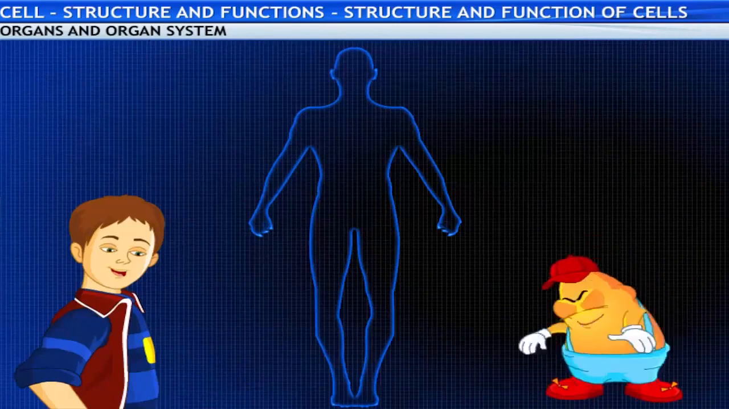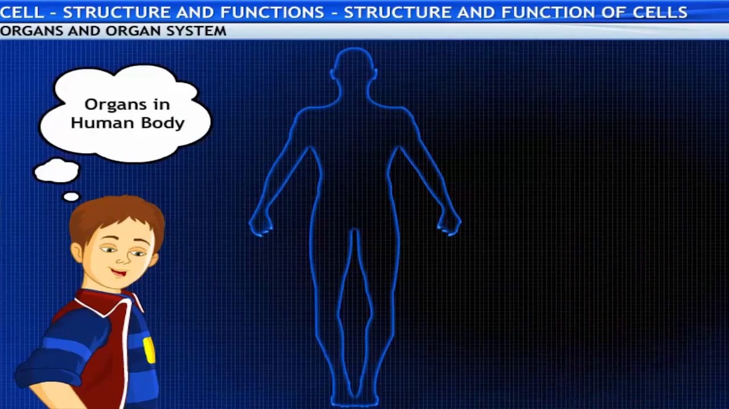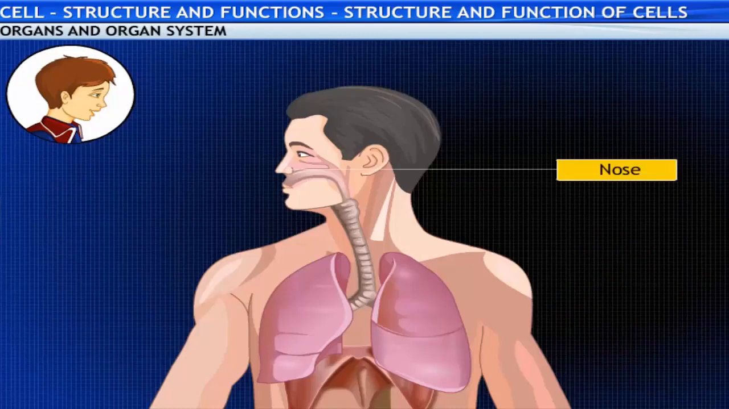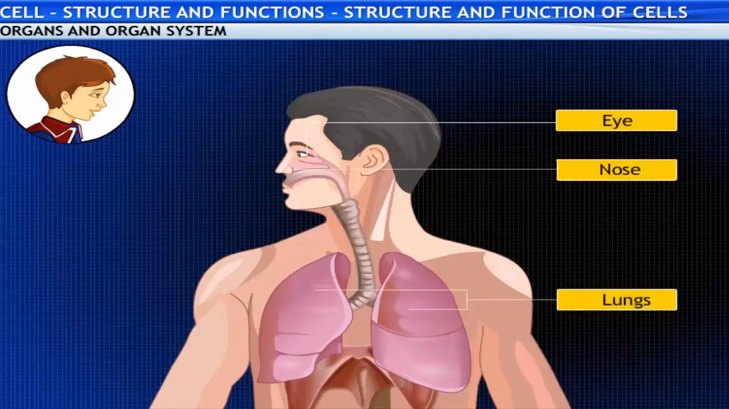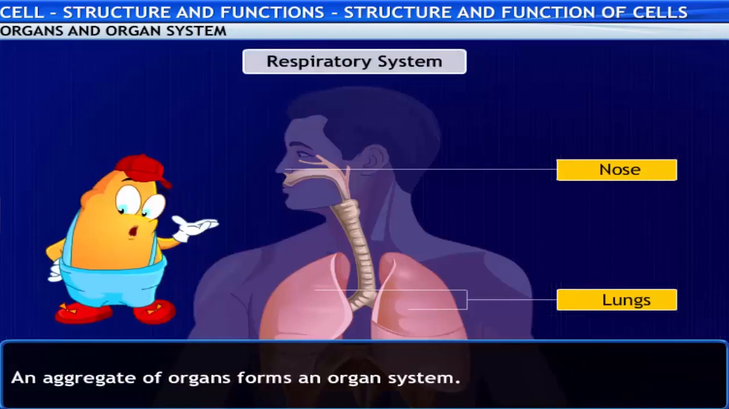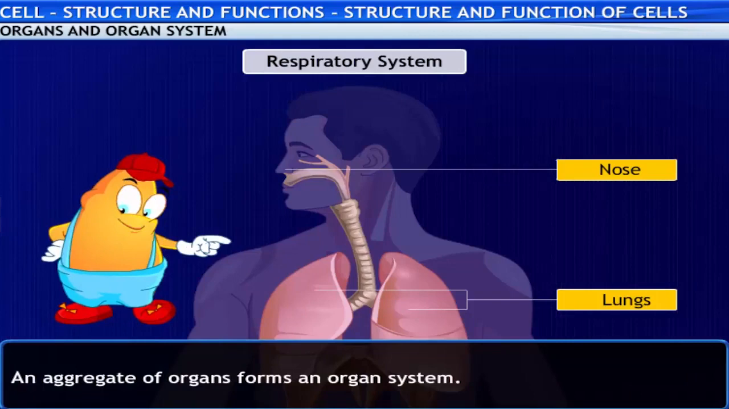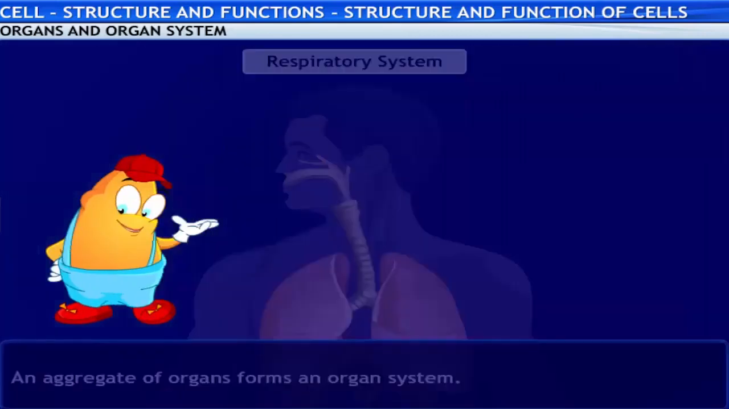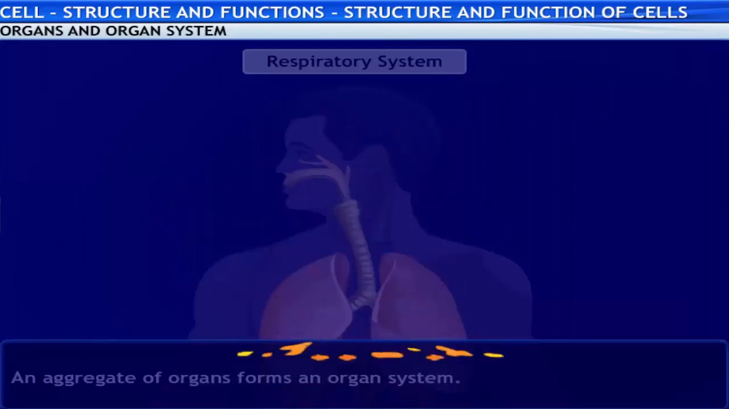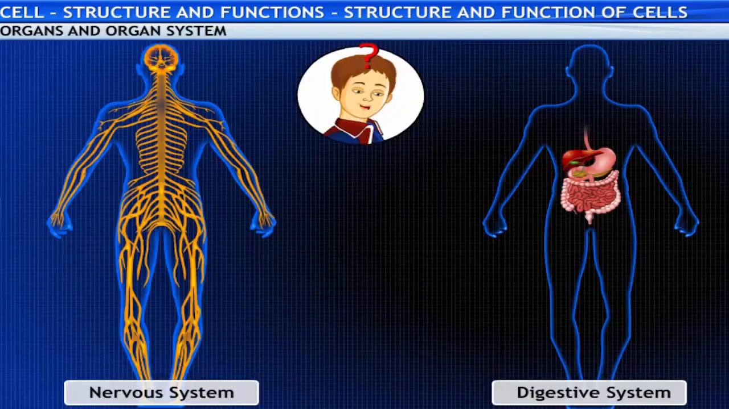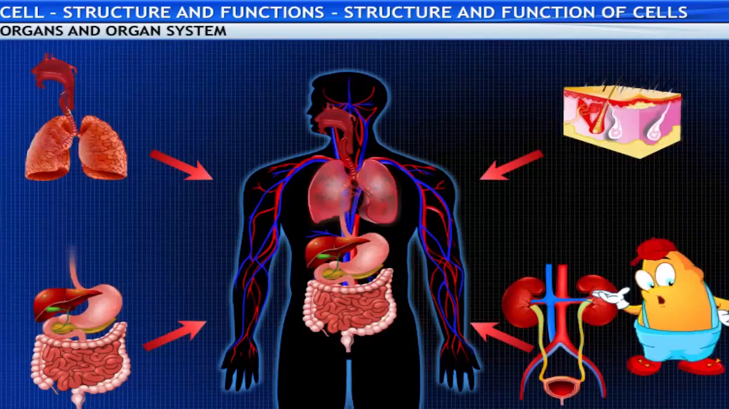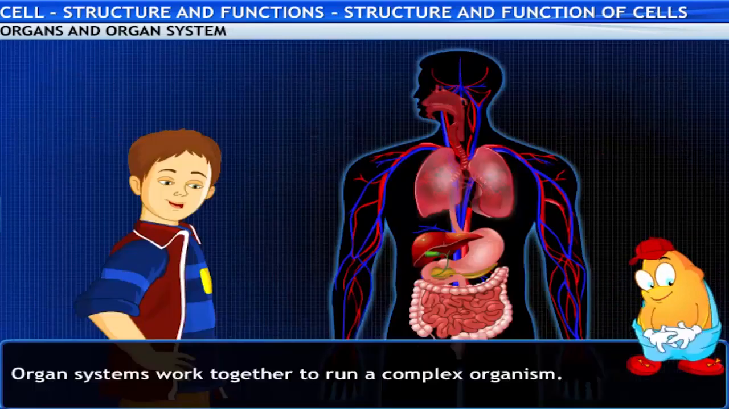Now tell me about a few organs in the human body. Let me see. Nose, eyes, and lungs? Right. Now, nose and lungs form a part of an organ system, the respiratory system. Can you think of any other organ systems? Well, there are the nervous system and the digestive system, right? Right. There are many such organ systems in the body. All these organ systems work together to run a complex organism, like you.